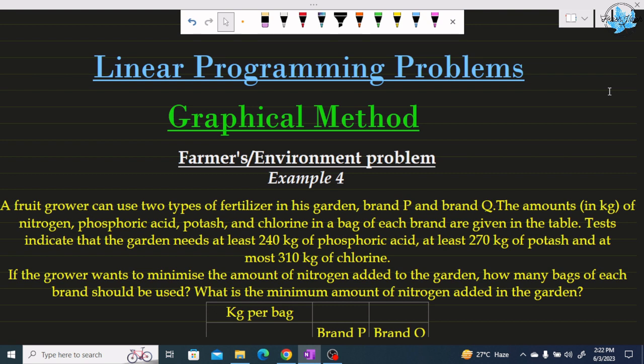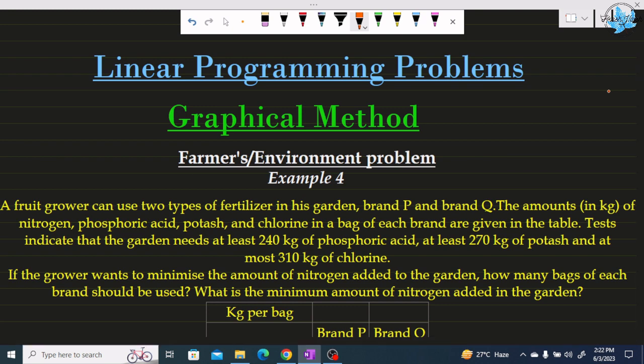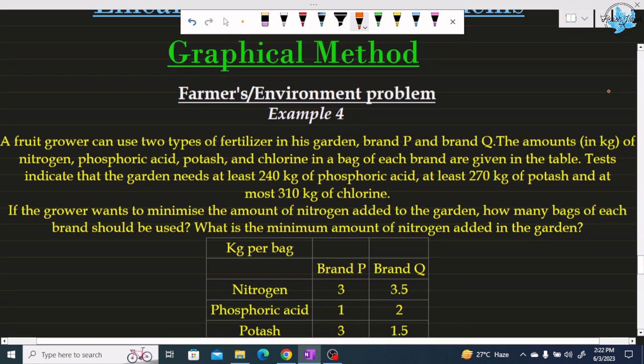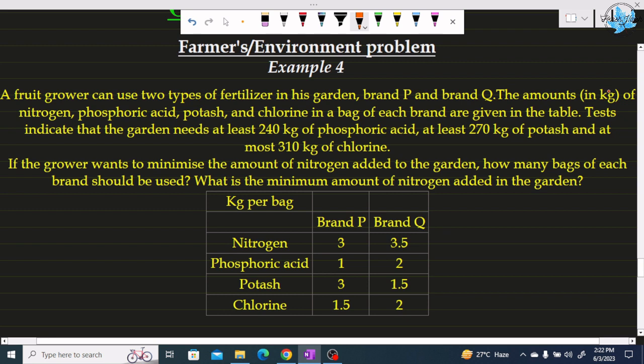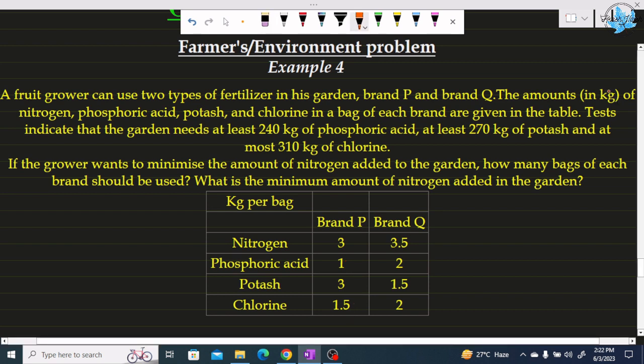The question is saying there is a fruit grower who can use the fertilizer in his garden of brand P and brand Q. Means there is a grower who uses the fertilizer of brand P and Q. The amount of nitrogen, phosphoric acid, potassium, chlorine in a bag of each brand are given in the table. It means in brand P there is 3 units nitrogen, 1 unit phosphoric acid, 3 units potash, 1.5 units chlorine. Similar in brand Q. It is given to you.